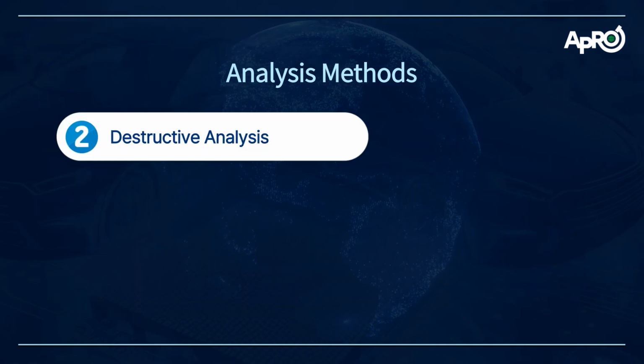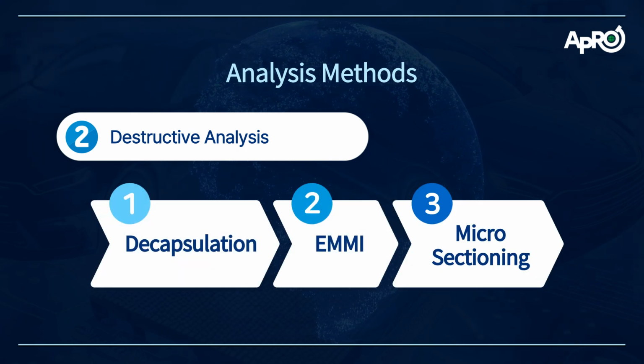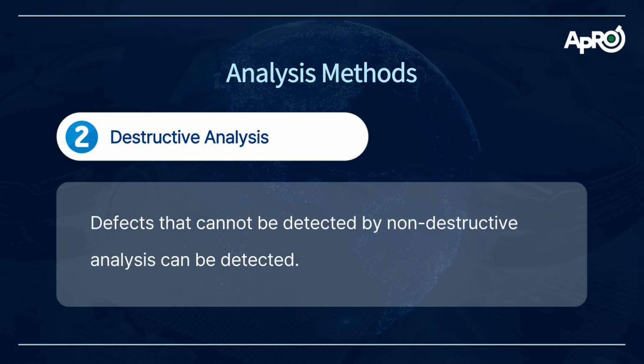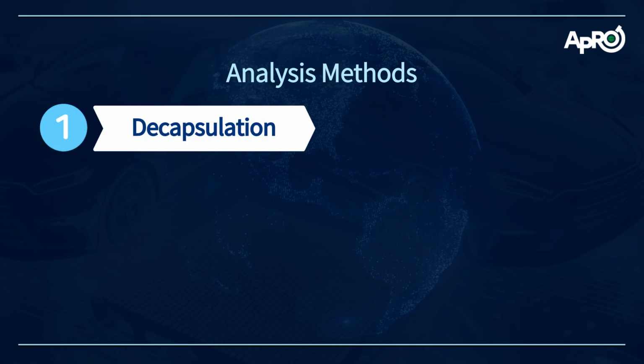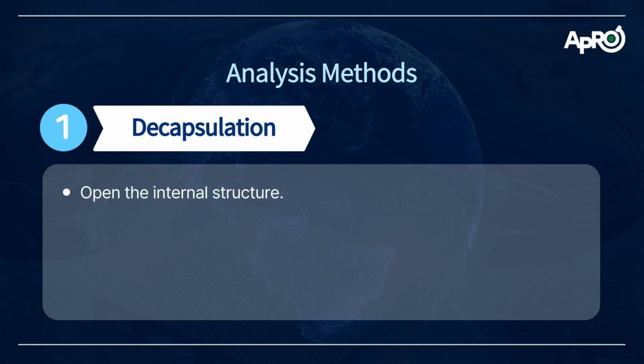Secondly, there is the destructive analysis using decapsulation, EMMI, and microsectioning. This is used to confirm any defects that have not been identified by non-destructive analysis. Therefore, destructive analysis is the final method to be carried out. Firstly, decapsulation is the first step in semiconductor failure analysis, opening up the internal structure to enable subsequent EMMI, OBIRCH, FIB, and SEM analysis.